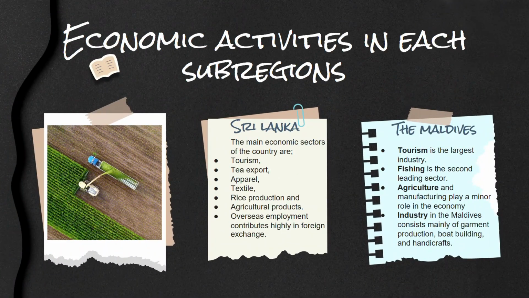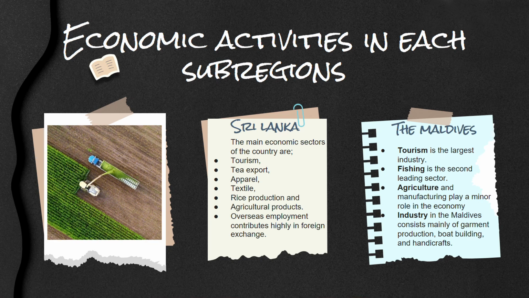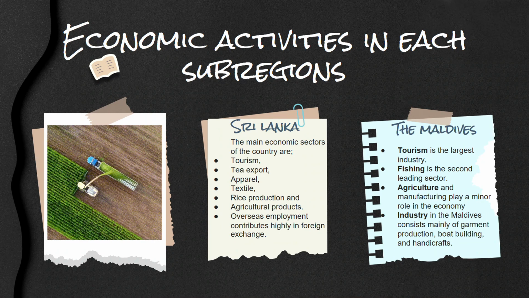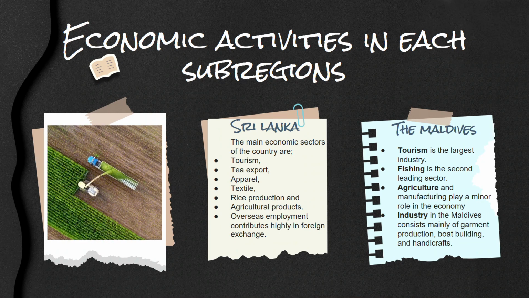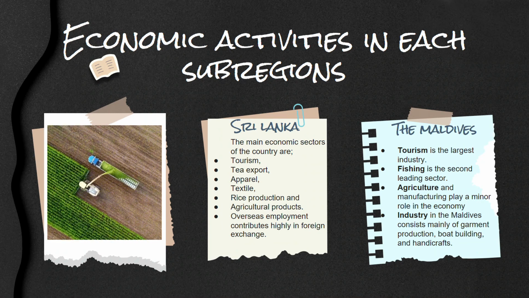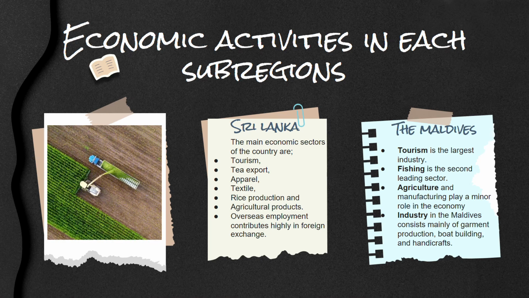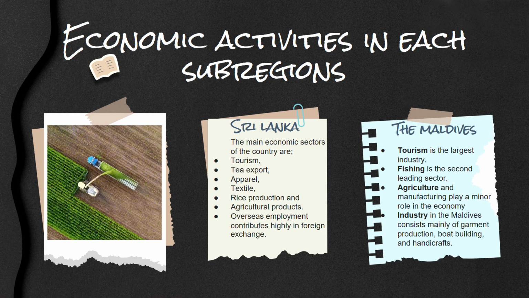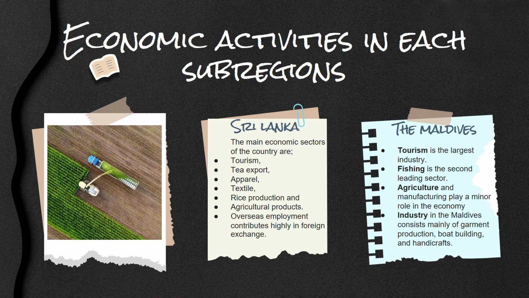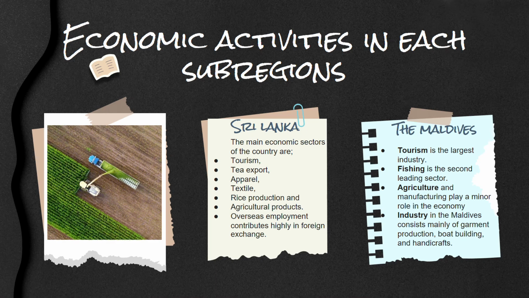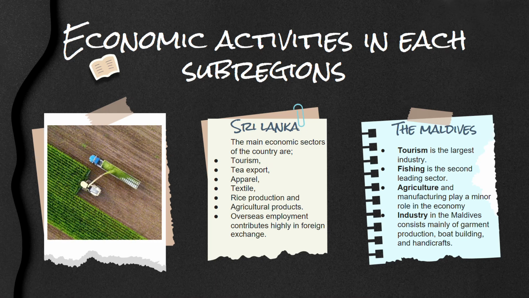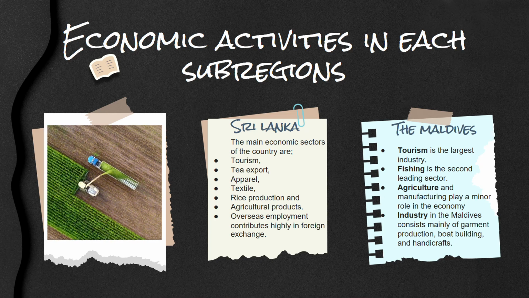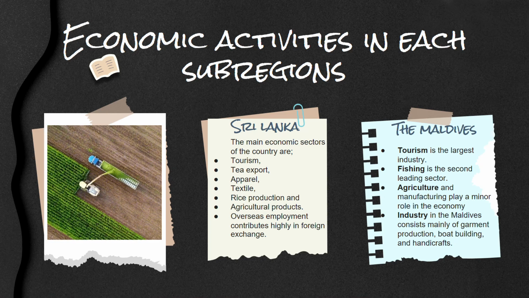We move to the next country, which is Sri Lanka. The main economic sectors of the country are tourism, tea export, apparel, textile, rice production, and agricultural products. Overseas employment contributes highly to foreign exchange. This growth was driven by the growth of non-tradable sectors, which the World Bank considered to be both unsustainable and unequitable. Tourism is one of the main industries in Sri Lanka.